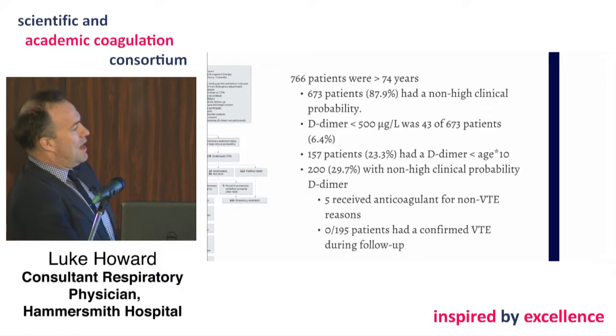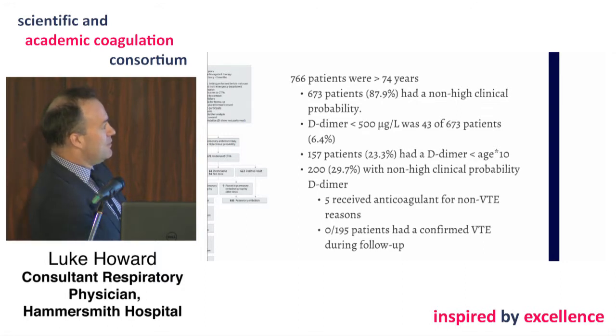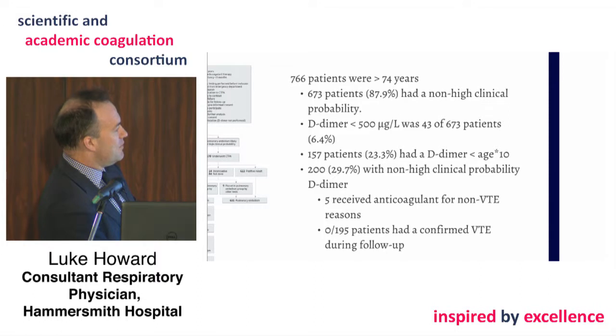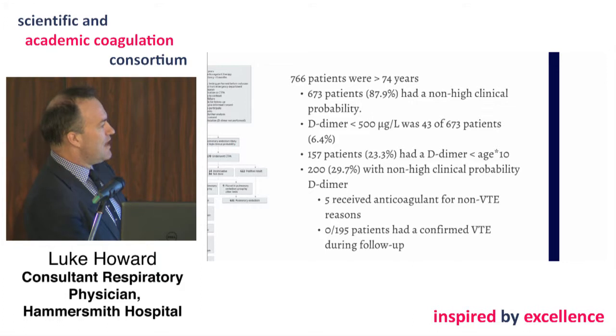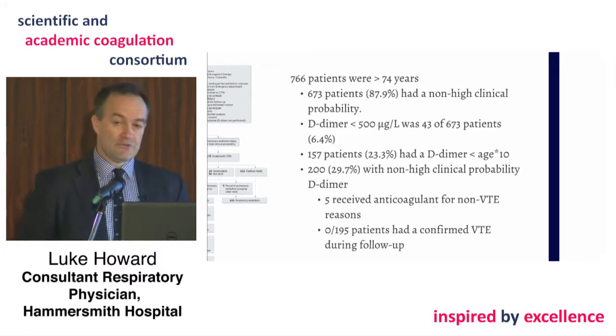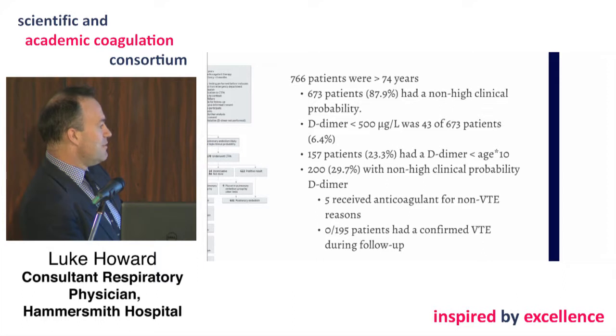If we look at a subgroup of patients, the patients over the age of 74, there were 766 of those patients in that age group. Just under 90% had non-high clinical probability, so would have gone on to D-dimer testing. 43 of those patients, so 43 of 670 patients, 6%, had a truly negative D-dimer, and 157 of those had a D-dimer less than age multiplied by 10. So in total, 43 and 157, there were 200 patients with a non-high clinical probability D-dimer.